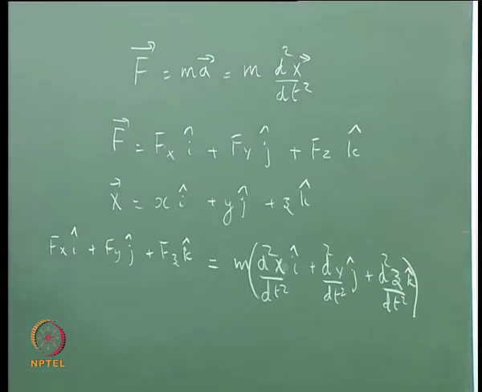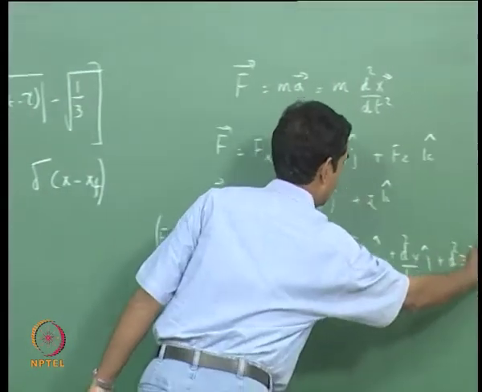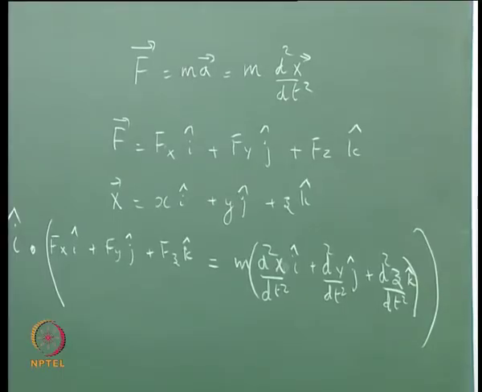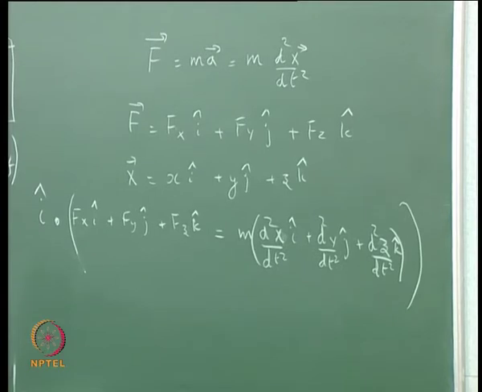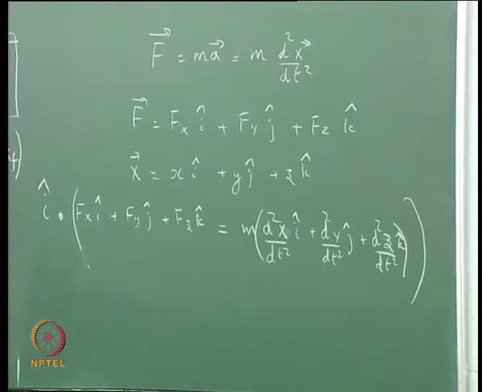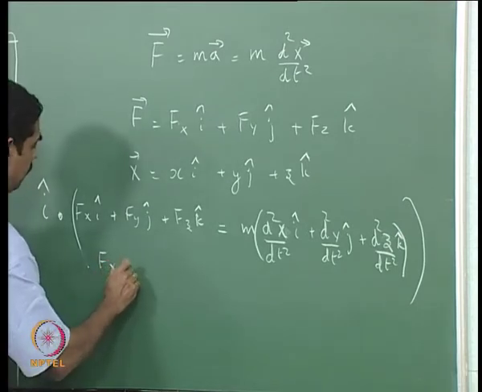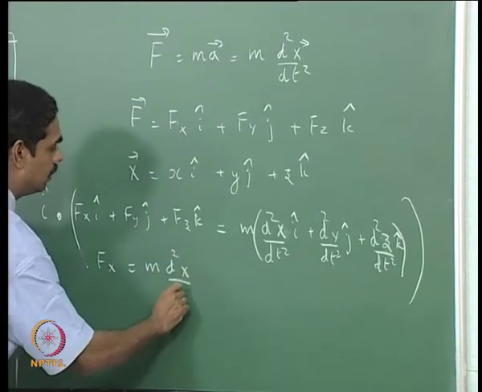So you can just look and say that, oh, I mean it is trivially obvious, fx is m d squared x over dt squared. But what is the process behind this trivially obvious thing? So what you have to do is, we have this equation and I can take a dot product with i, and what you would get is, i times i is 1 and i times j is 0, i times k is also 0. So I will get fx equal to m d squared x over dt squared.